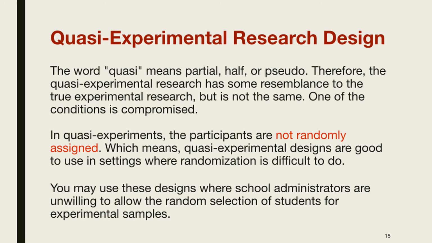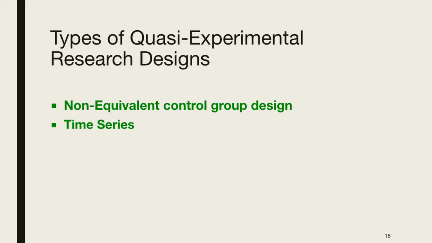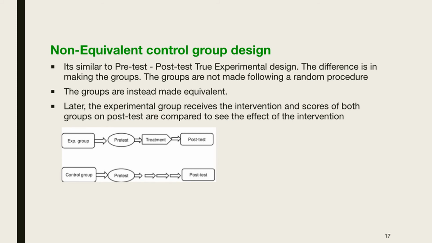You may use these designs where your school administrators are unwilling to allow a random selection of students for experimental settings. Quite often in the educational world, we use two types of quasi-experimental research designs: the non-equivalent control group design and a time series. In a non-equivalent control group design, it's very similar to the pre-test, post-test true experimental design.